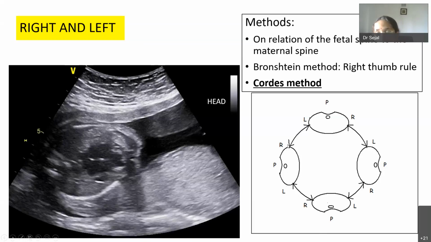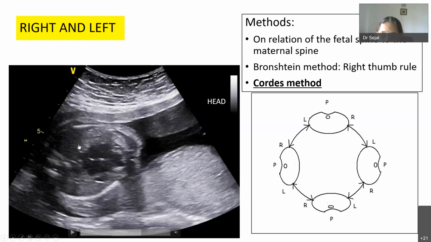So for beginning, you could keep this as sort of a print in front of your echo machine so that you can compare all four possibilities, baby lying based on the sternum and the spine. You could decide which is left, which is right.